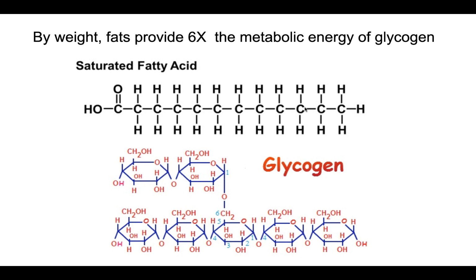And therefore, fats provide 6 times the metabolic energy of glycogen. They simply start out at a more reduced state, which means there are more electrons, more hydrogens that can be harvested from them and used in the citric acid cycle and the electron transport chain.